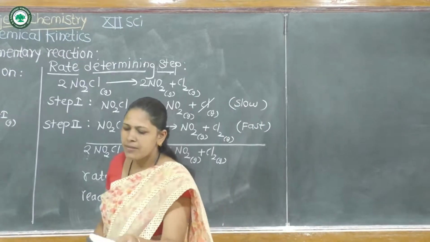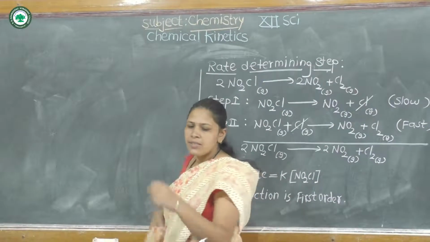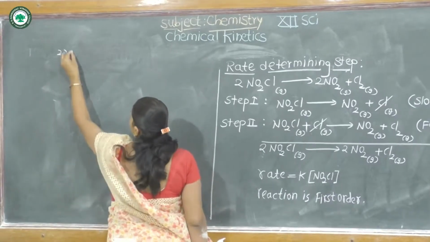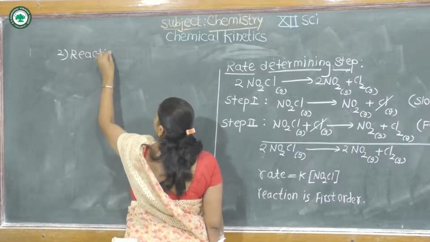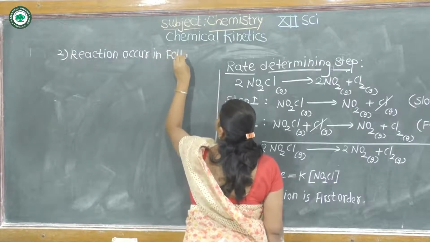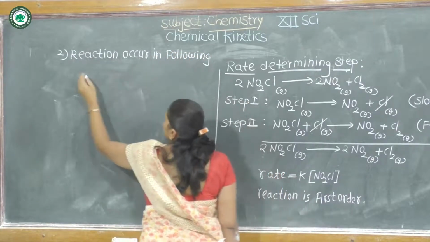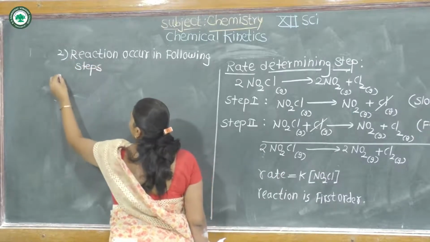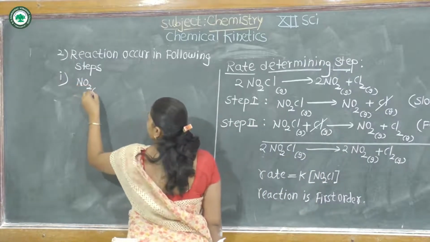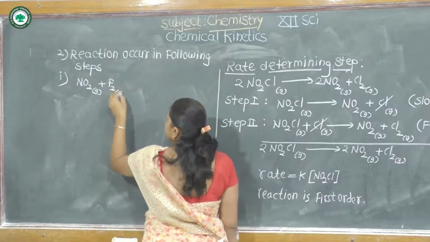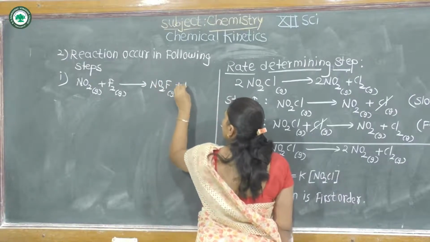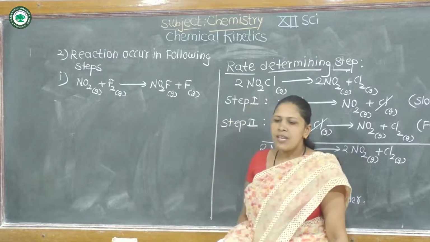Then the second example. The reaction occurs in the following steps. The first step is NO2 gas plus fluorine gas, which gives nitryl fluoride plus elemental fluorine gas. This step is the slow step.